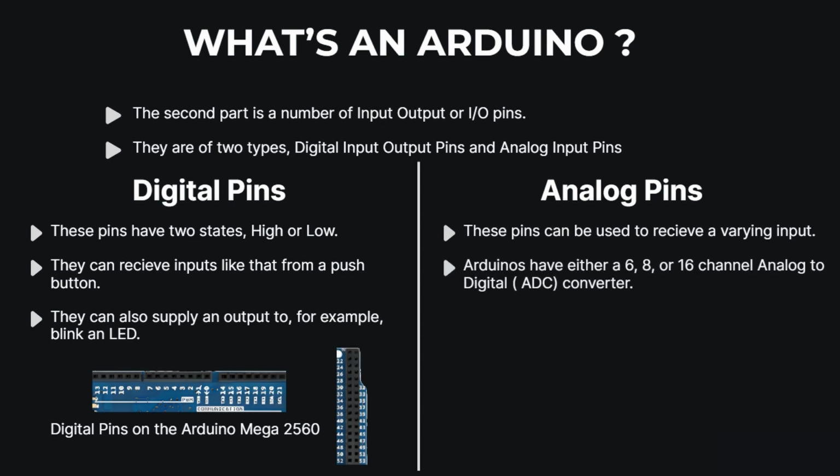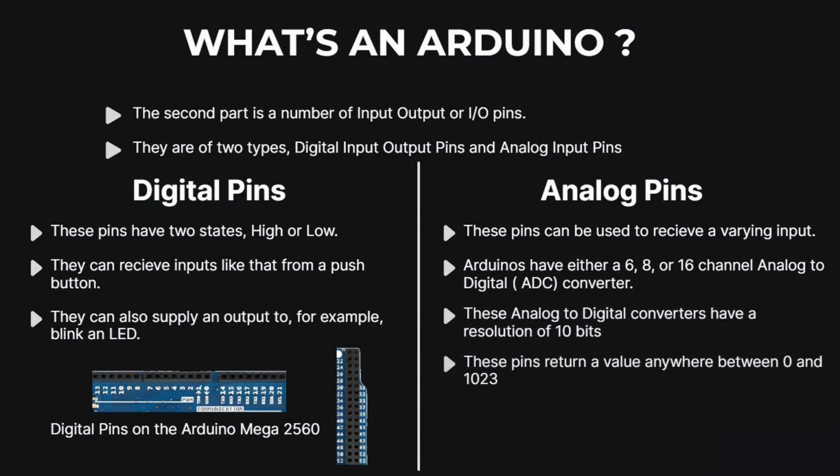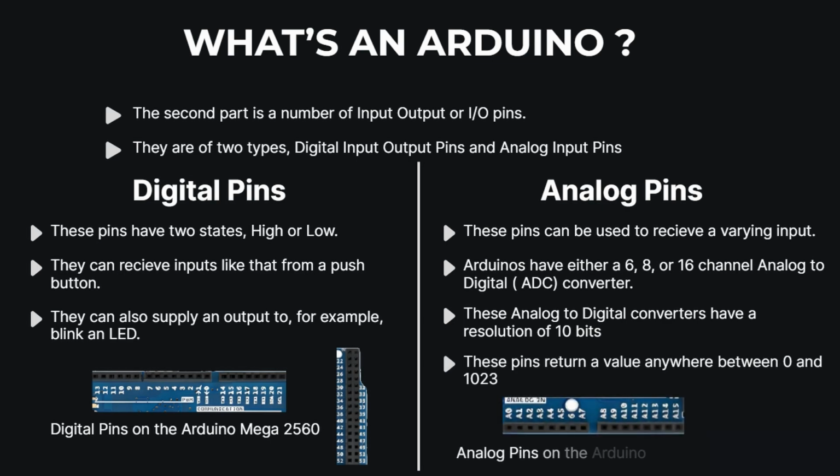The analog input pins can be used to receive a varying input like that from a potentiometer. The Arduino boards have a 6, 8 or 16 channel analog to digital converter which has a resolution of 10 bits. This means that when you use a potentiometer connected to an analog input pin and change its value by turning the potentiometer's knob, you will get an integer value which is between 0 and 1023.